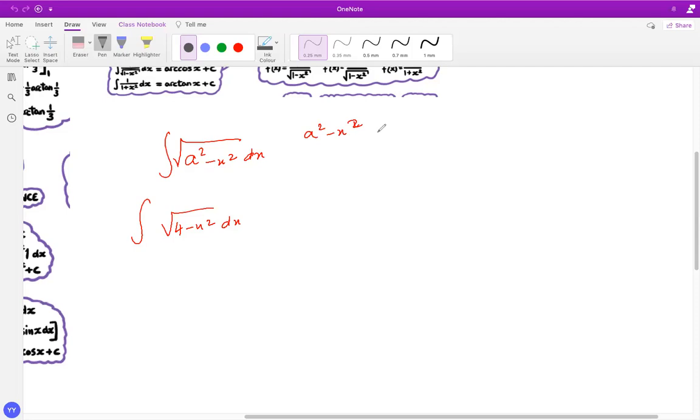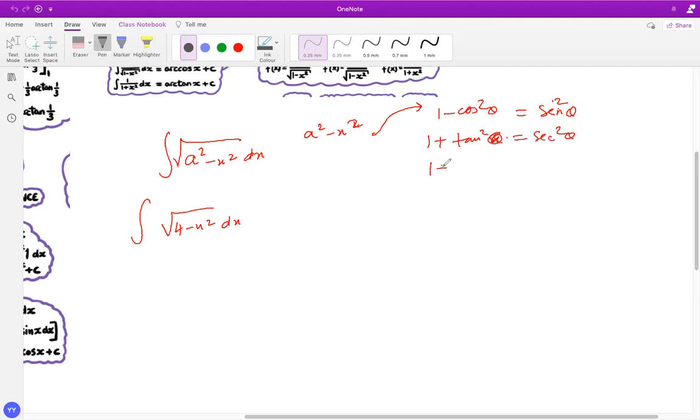Now I just want to quickly remind you about the identities that you have. First, 1 minus cos square theta is sine square theta. And 1 plus tan square theta is sec square theta.